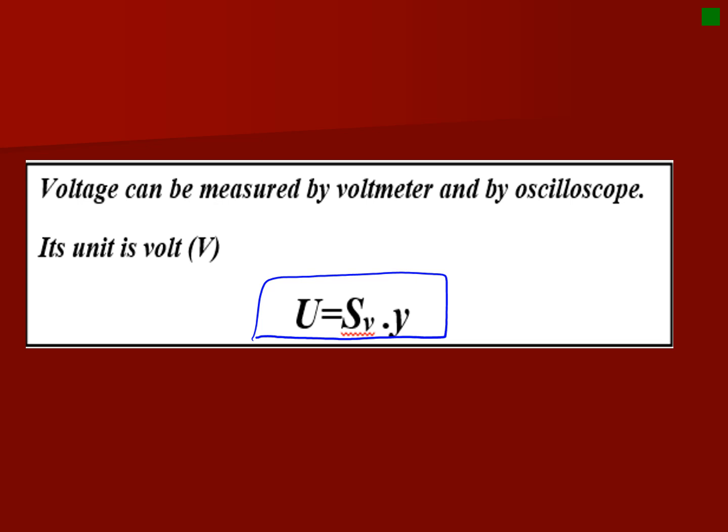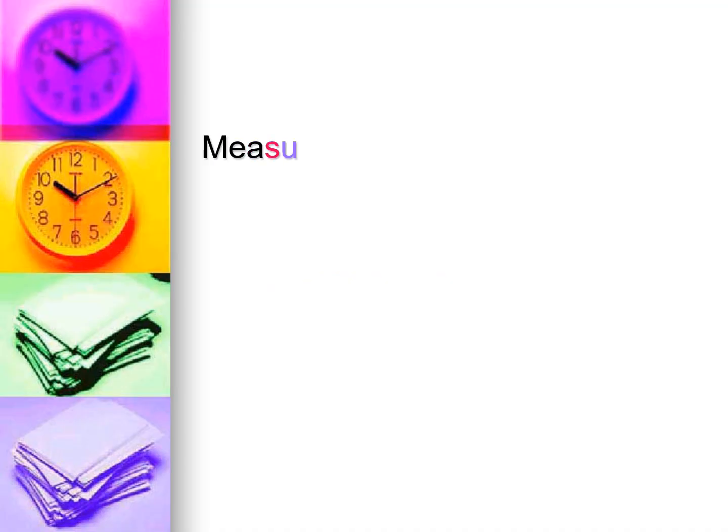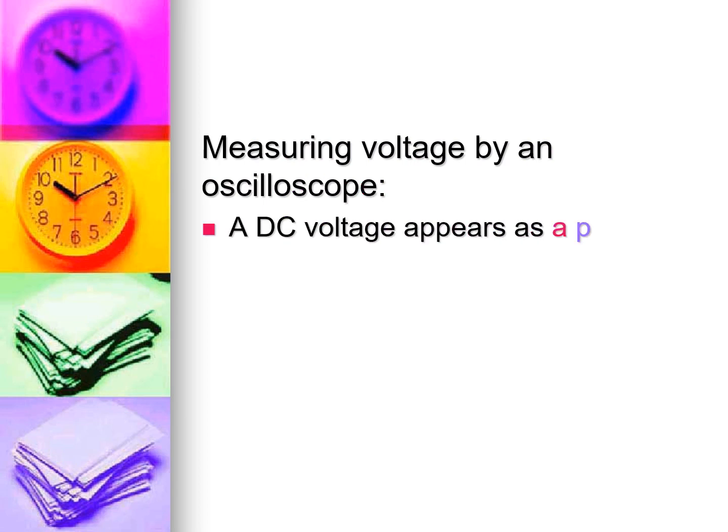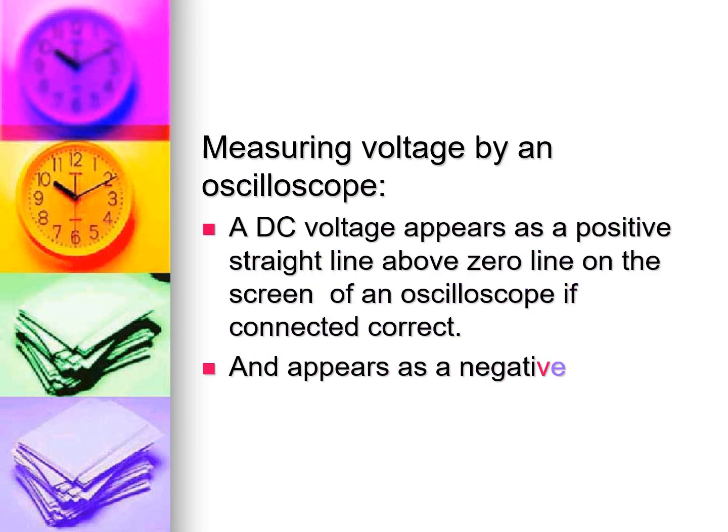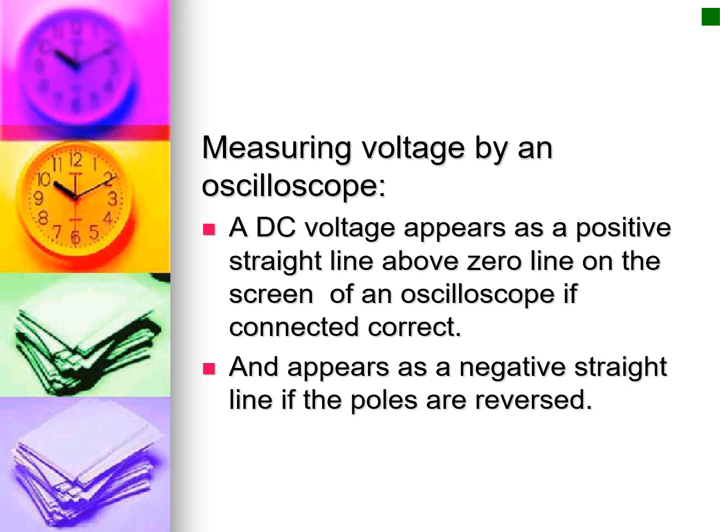Voltage can be measured by a voltmeter and by an oscilloscope. Its unit is volt. To find the voltage from an oscilloscope, we use U equals SV times Y. Measuring voltage by an oscilloscope.